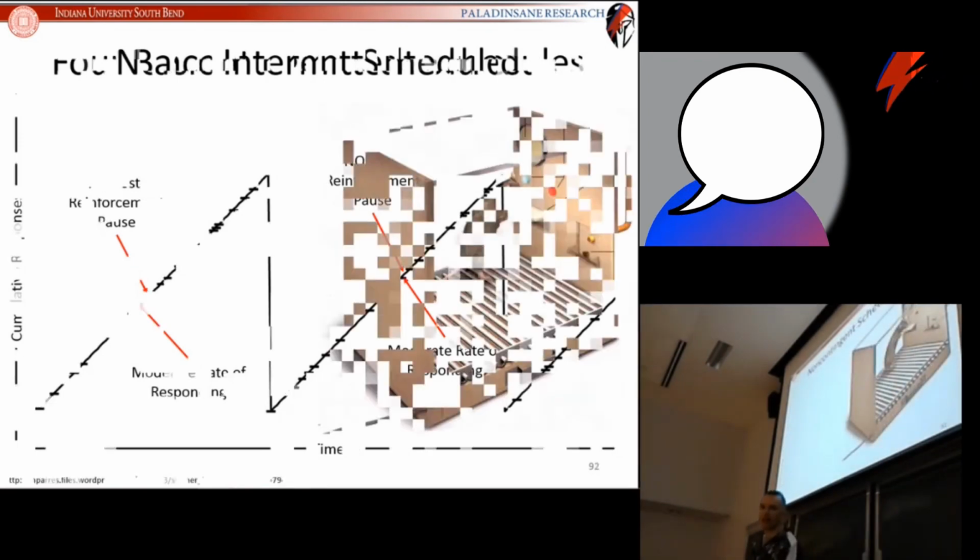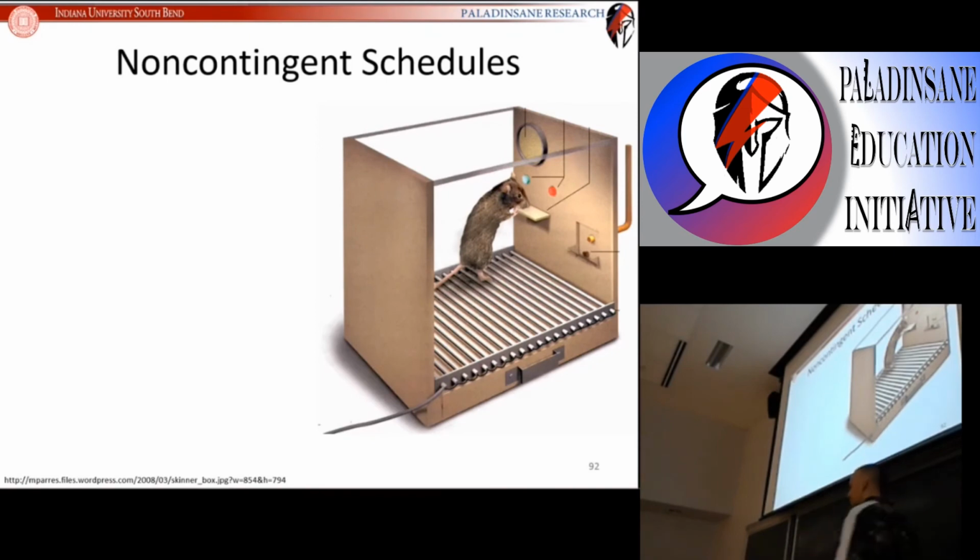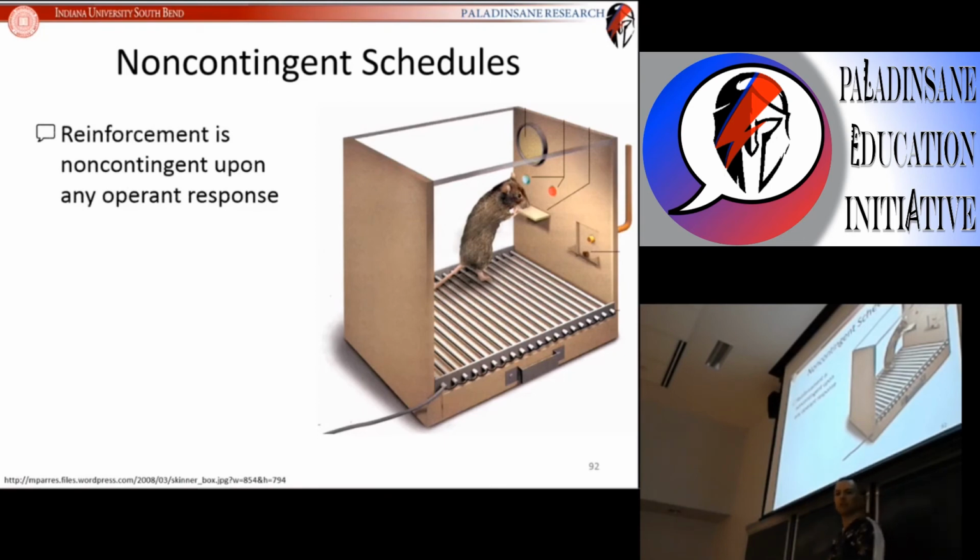All right, last thing we're going to do today is we're going to take a look at non-contingent schedules. So we took a look at the 4 basic intermittent schedules of reinforcement. The last one we're going to take a look at is the non-contingent schedules of reinforcement. And this is where you get reinforcement, but it's not contingent upon any operant response. It's almost just like a bonus. It's almost just like a gift that has been given to you.